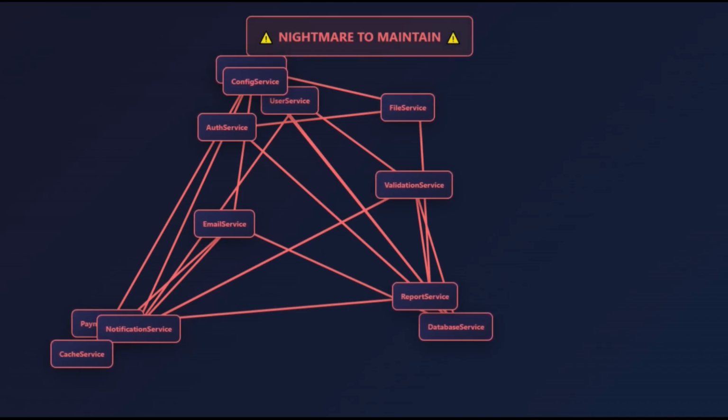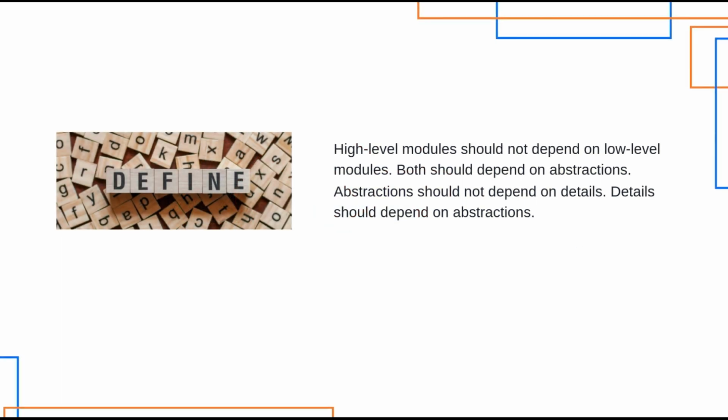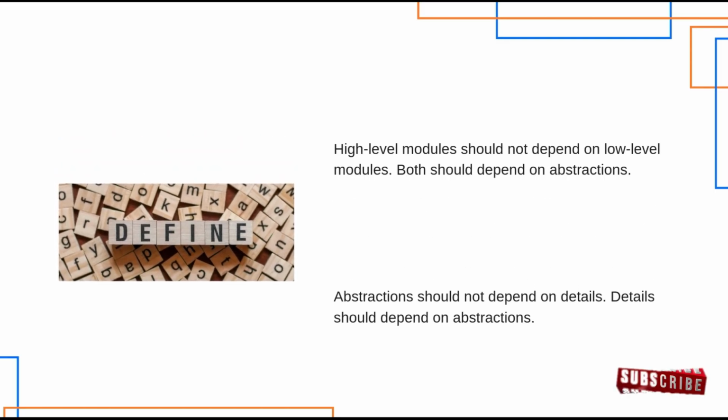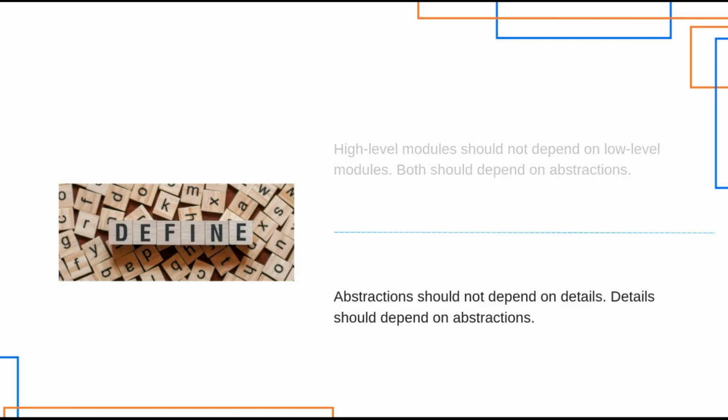So, what's DIP? Dependency Inversion Principle is all about how we manage dependencies in our code. Let's look at the definition. High level modules should not depend on low level modules, both should depend on abstraction. Abstractions should not depend on details, details should depend on abstraction. So it has two parts. The first one, high level modules should not depend on low level modules, both should depend on abstractions. And the second part, abstractions should not depend on details, details should depend on abstraction.